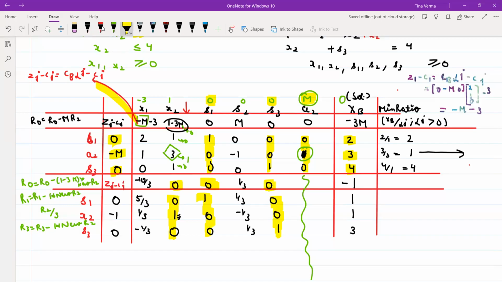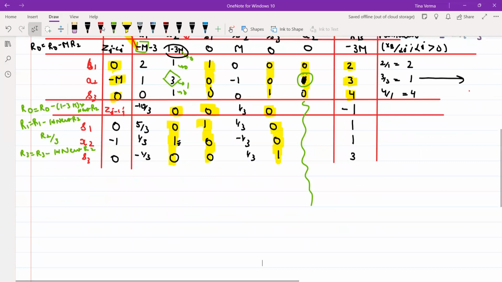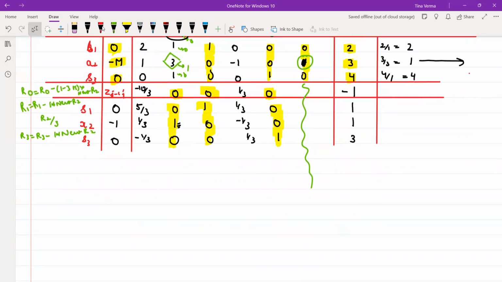Can you stop at this iteration? No, because my all Zj minus Cj are not greater than equal to 0. If it is not greater than 0, that means this is my entering variable. I have to decide my next leaving variable so I can continue.